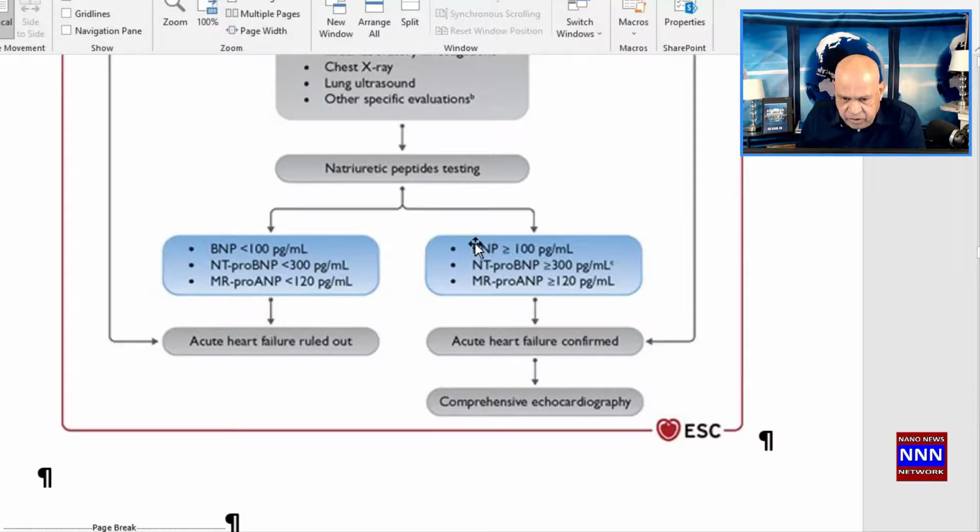If the BNP is greater than 100 picograms per ml, or if pro-BNP is greater than 300, then we are dealing with a patient with acute heart failure, and that's when we look for causes of heart failure. Is this related to hypertension? Is this related to ischemic heart disease? Are there elevated biomarkers with EKG changes? Or is this related to valvular heart disease? Is this related to cardiomyopathy? And any number of these can be in the differential diagnosis.